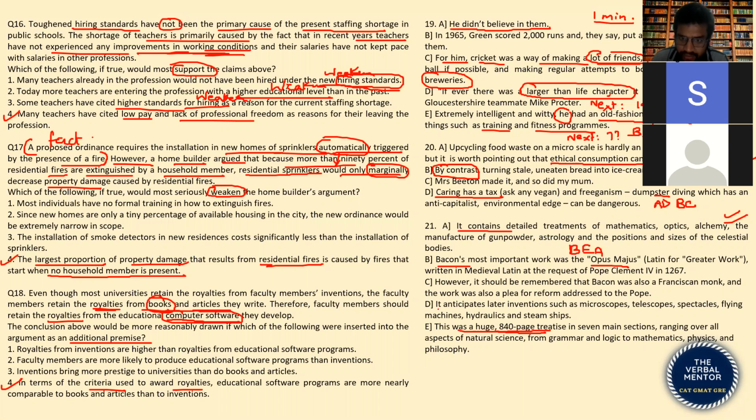D carries the idea forward. It is also visionary because it predicts later inventions such as microscopes, telescopes, etc. So this is a new idea. And then C says, however, it should be remembered that Bacon was also someone else. This is a digression from the main discussion. So C should be last. So BEADC should be the correct answer.